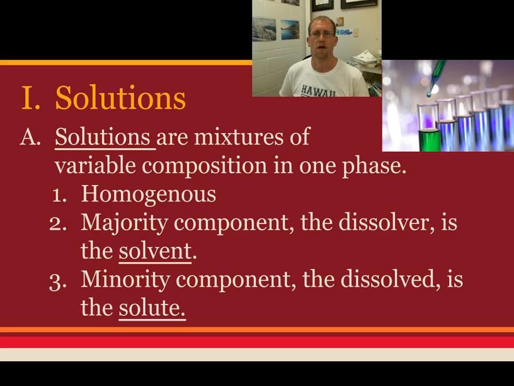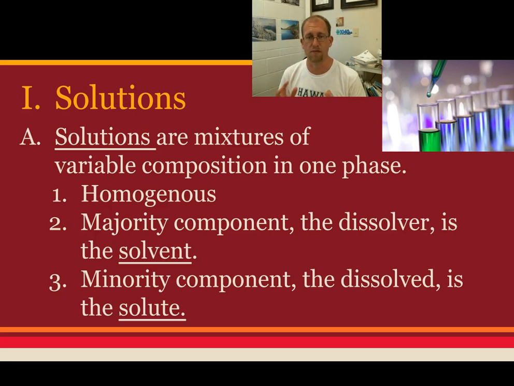Moving on to solutions. So a solution is a mixture, which means it's not a compound, right? The different things that are in the container together are not chemically bound to each other. They're just sitting next door to each other. They're a mixture of a variable composition in one phase. That's going to become important. By one phase, we mean when you look at it, you see one thing. You don't see chunkiness and you don't see layers, right? A solution is homogeneous. So when we talk about different kinds of mixtures, there's homogeneous and heterogeneous mixtures. A solution is by definition a homogeneous mixture.